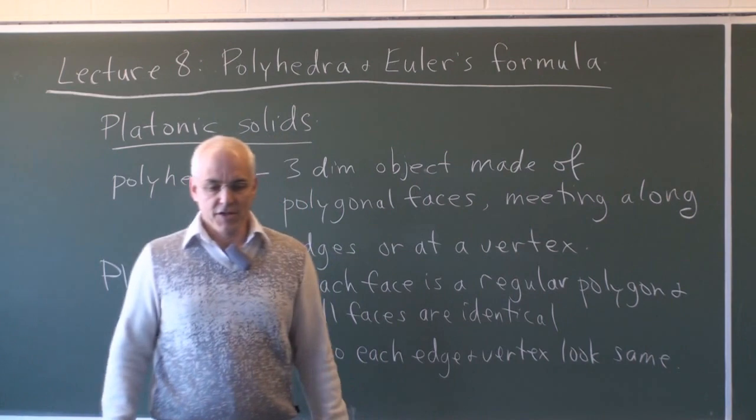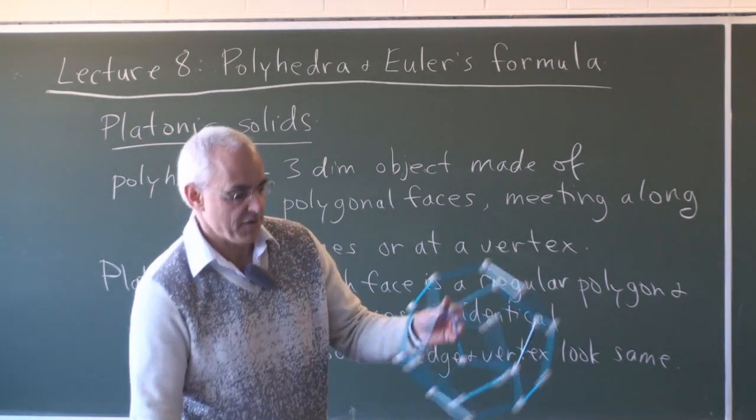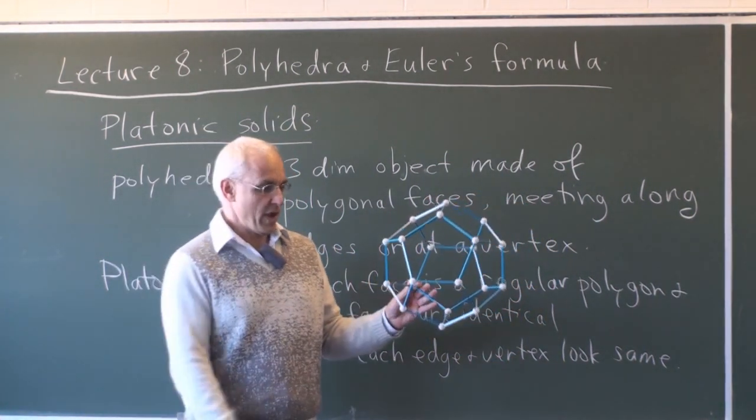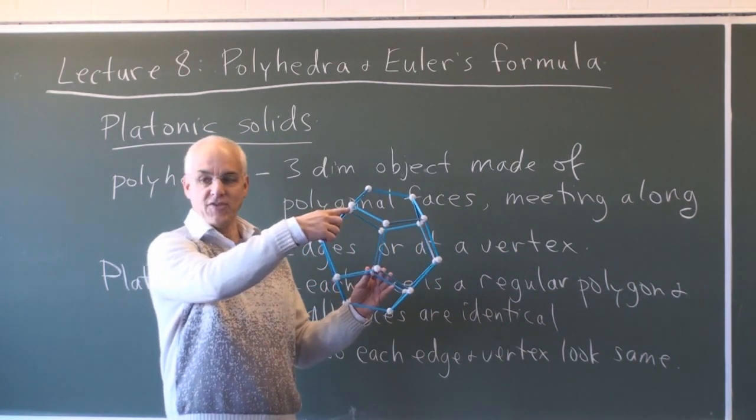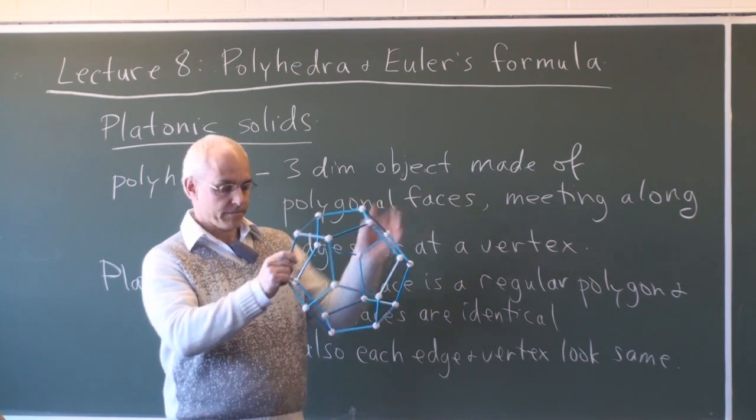In other words, say if we take our favorite one, the dodecahedron, there's no way of distinguishing this vertex from any other vertex, and there's no way of distinguishing this edge from any other edge.